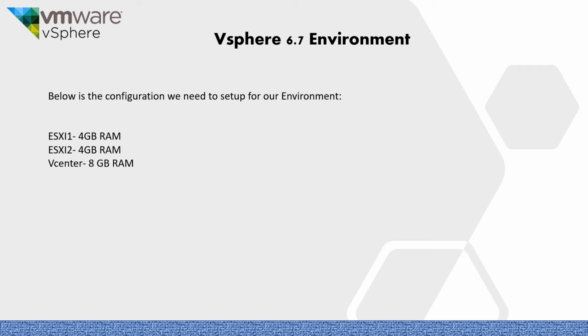Let's talk about the environment. What environment do you need to learn VMware vSphere lessons? Below is the configuration you need to set up for your environment. You need two ESXi hosts, the first with 4 gigs of RAM, and the second also with 4 gigs of RAM. CPU doesn't matter, you can keep one processor and two cores, and that's more than enough. And for the vCenter you need 8 gigs of RAM.